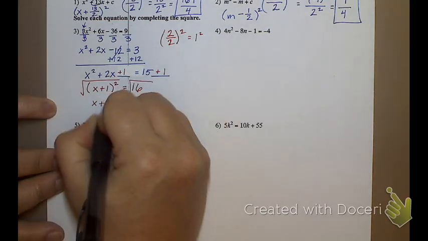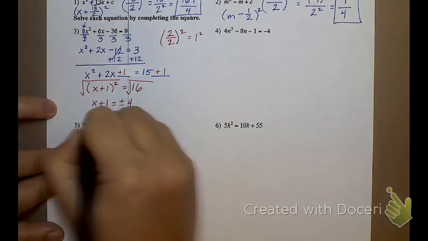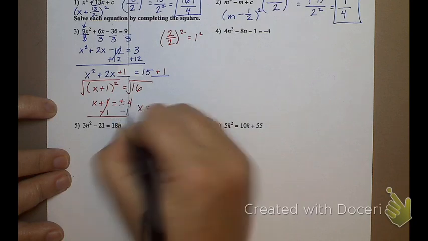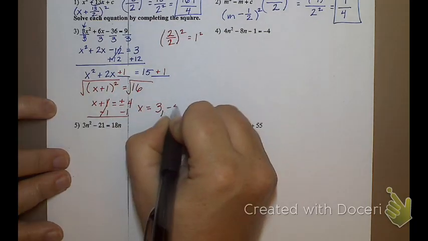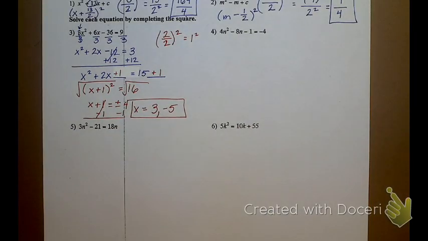X plus 1 equals plus or minus 4. Subtract 1. X equals positive 4 minus 1 is 3. Negative 4 minus 1 is negative 5. So please tell me that one wasn't too bad.